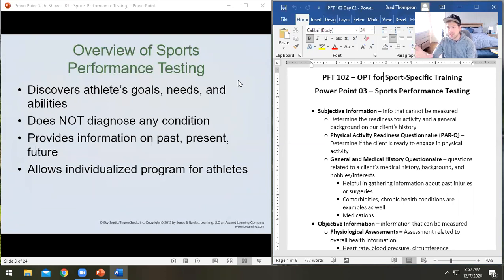When it comes to sports performance testing and any fitness assessment, we've talked about this plenty of times. Our goal is to figure out what our client wants to work on, what their needs are, and what they're coming onto the field with, what their naturally gifted abilities are. So goal wise, do they want to improve their lean body mass? Do they want to improve their speed, their agility? Do they want to improve their strength? What is the overall goal?